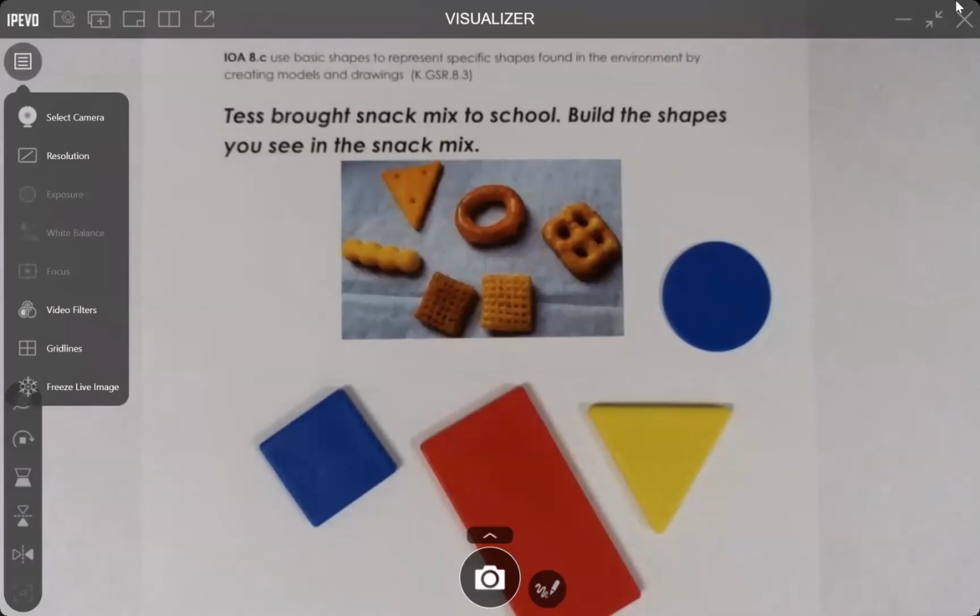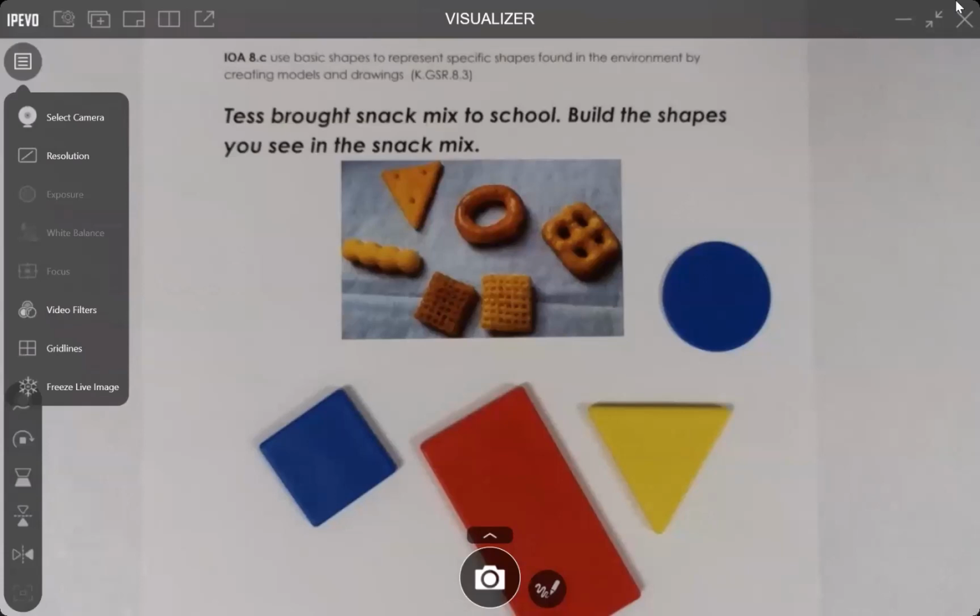IOA 8C states students will use basic shapes to represent specific shapes found in the environment by creating models and drawings. So we're going to talk about this AKS first, starting at the concrete level. And there is one thing that I do want to point out. We've had our students draw shapes in the past as well as build models of shapes, but the specific part of this IOA, which is a little different, is we are now using these basic shapes to represent specific shapes found in the environment. So we want them looking at real world objects and then relating what is that shape? What is this real world object an example of?